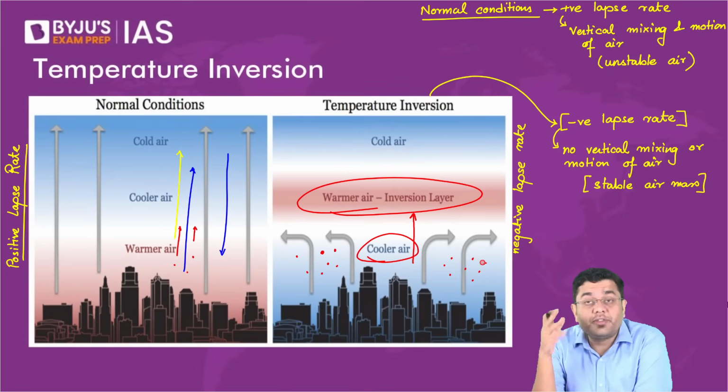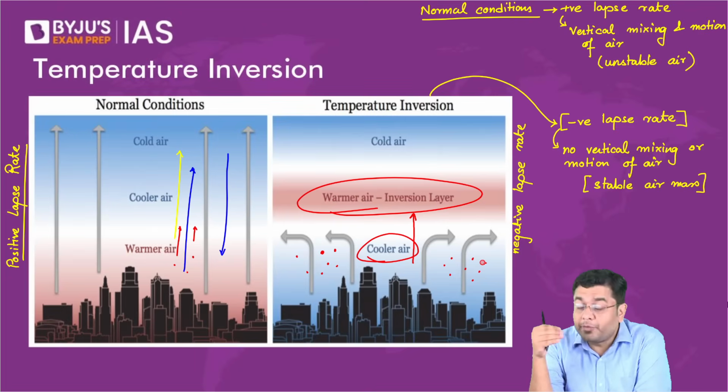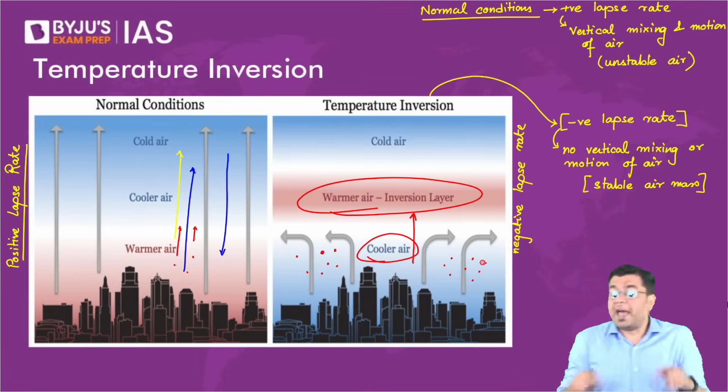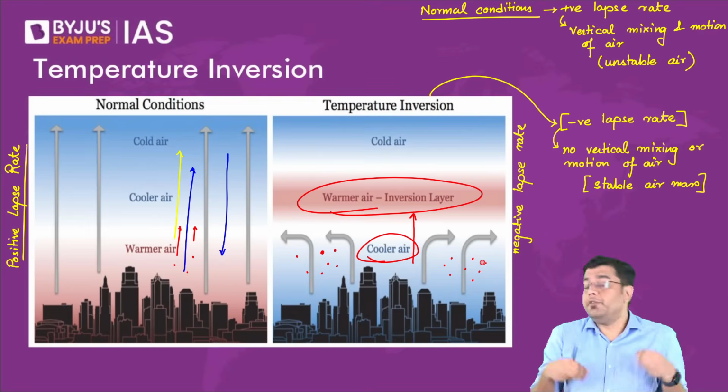And that is where the regions experience very devastating conditions of pollution, something that we experience in the northern part of the country. In the northern part of the country, that is why during the winter months, we have very significantly debilitating impact of pollution, isn't it? So that is basically what is referred to as temperature inversion.